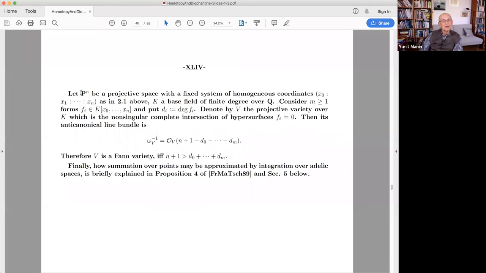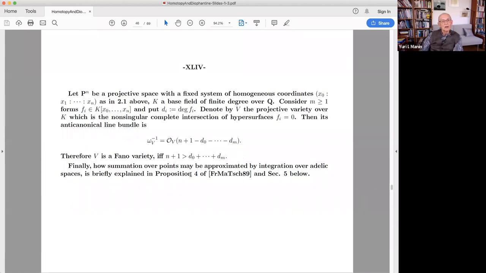So if we have a projective space with a fixed system of homogeneous coordinates like that, and the base field, you can imagine it to be Q, and consider forms like that, of degree d_i, and denote by V a projective variety, which is a non-singular complete intersection of such hypersurfaces, then its anti-canonical line bundle is this, and therefore it is a Fano variety if the dimension plus one of projective space is larger than the sum of degrees.